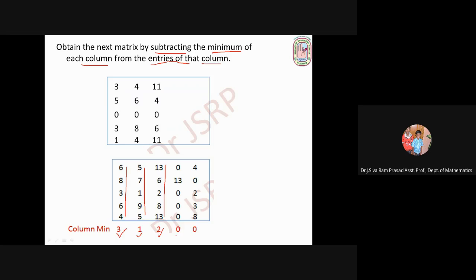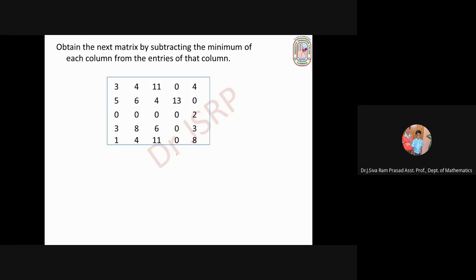And subtract 0 from fourth column and fifth column. So these two remain same. So 0, 13, 0, 0, 0. Fifth column also remains same. By subtracting 0, the entries remain same. So this is the second step.